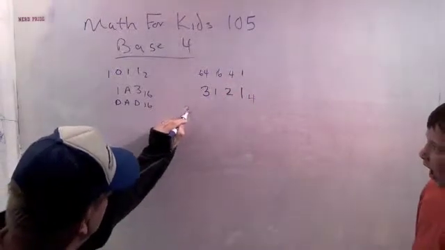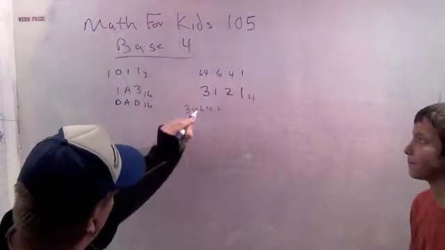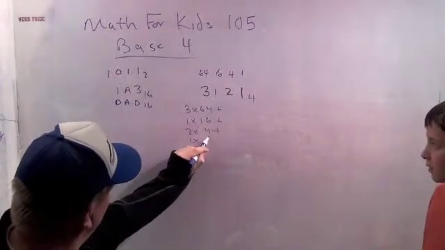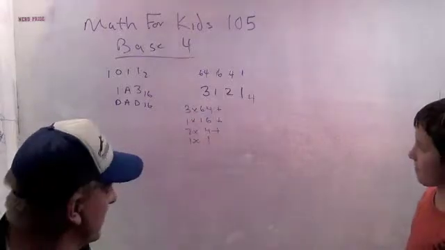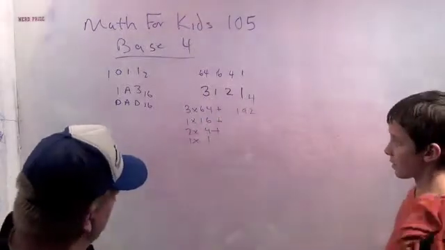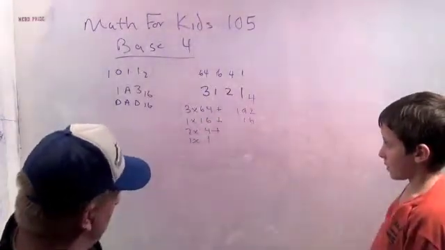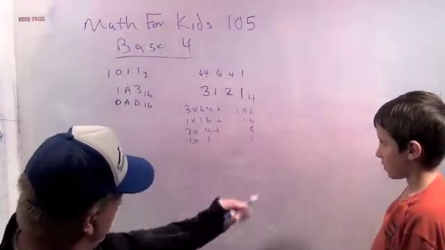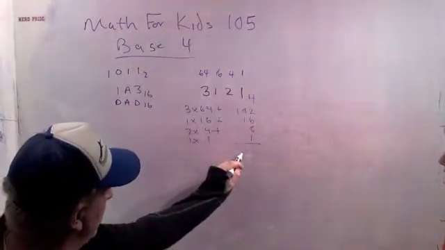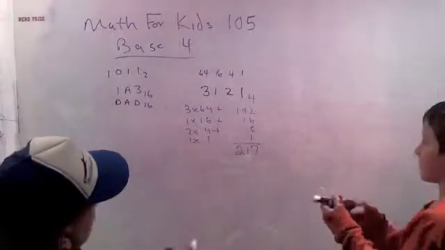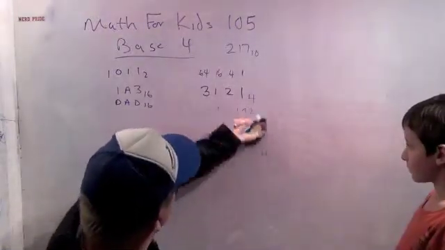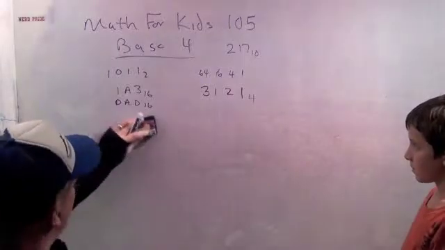Okay, so this number is 3 times 64 plus 1 times 16 plus 2 times 4 plus 1 times 1, right? What is 3 times 64? It's 192. Plus 16. Plus 8. Plus 1, which is 217. So we just made up this number, 3121 base 4, which happens to equal 217 base 10. I'm going to write that up there. There's nothing really all that surprising about that, right?